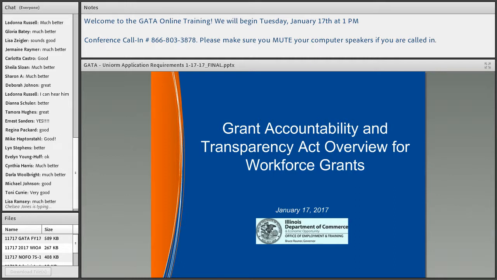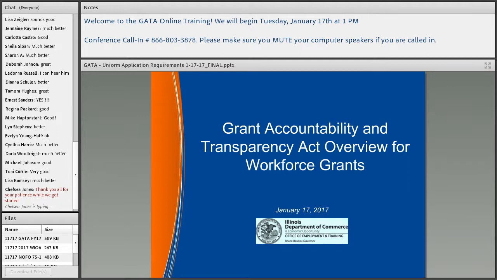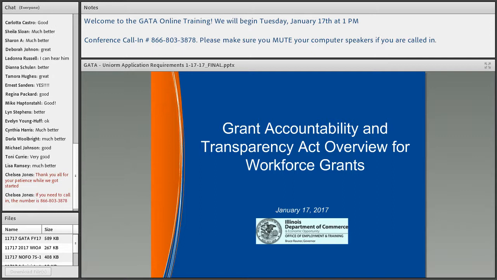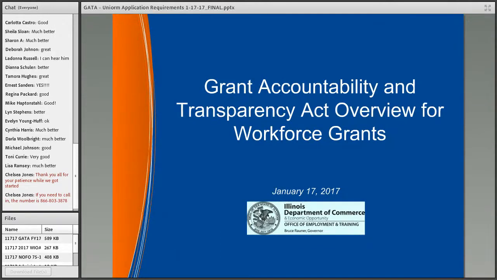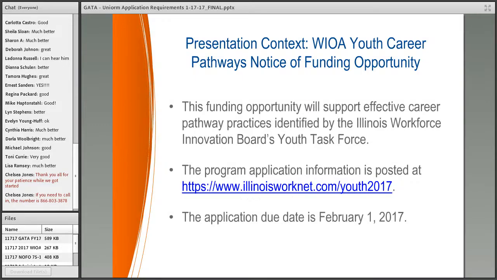Although this presentation highlights the WIOA, or Workforce Innovation and Opportunity Act, Youth Career Pathways Grant Application, or Notice of Funding Opportunity, the concepts that we're going to talk about today can be applied to other grants that are administered or will be administered by the Office of Employment and Training.